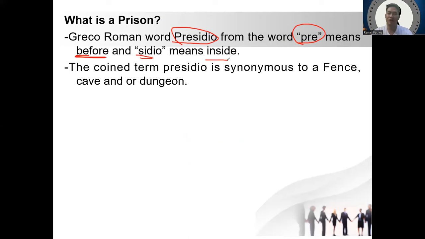Kaya di ba, dati ang kinukulong yung mga nagkasala, dinadala yan sa mga cave, class, dinadala yan sa mga isolated places or area para hindi talaga sila makakita ng mga liwanag. So, ganun ka-coerced ang prison system before, at the old age. Then of course, ang prison, the coined term presidio is synonymous to fence. Na-imagine niyo yung fence or yung kulungan ng manok, cave or dungeon. So yan yung mga presidio. So ibig sabihin, naka-isolate. Yan yung tinatawag natin na presidio.